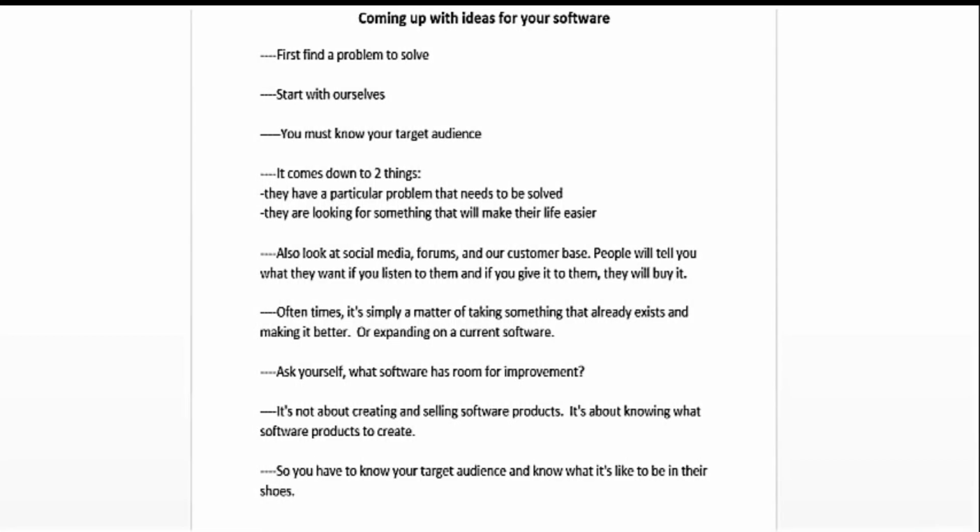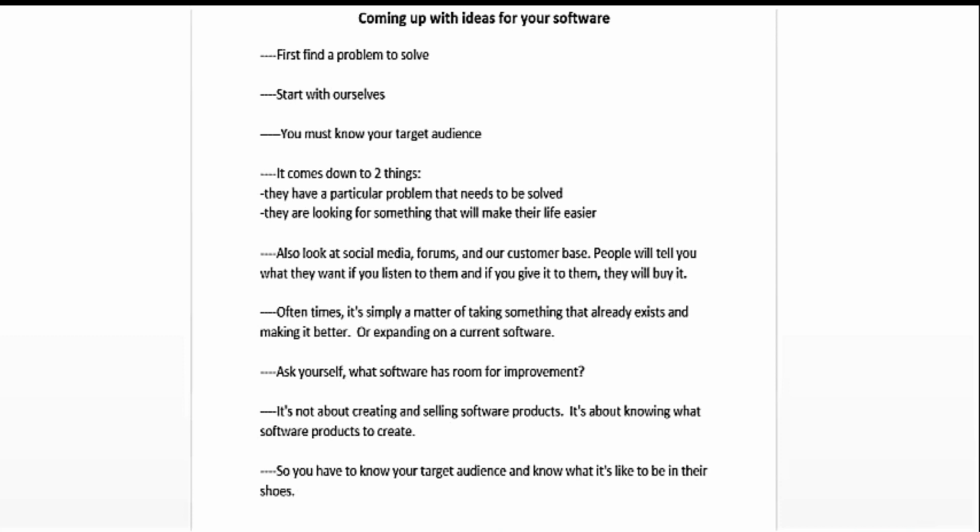Coming up with ideas for your software. So before you create a software product, you need to know what it's going to bring to the table. You need to know what problems it's going to solve, because that's what software tools do, is that they solve problems or potential problems. Okay, so first let's start with ourselves.